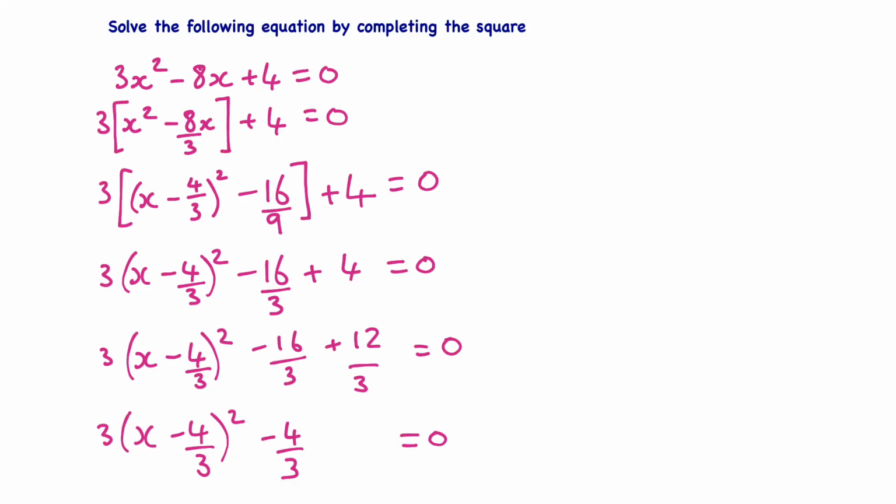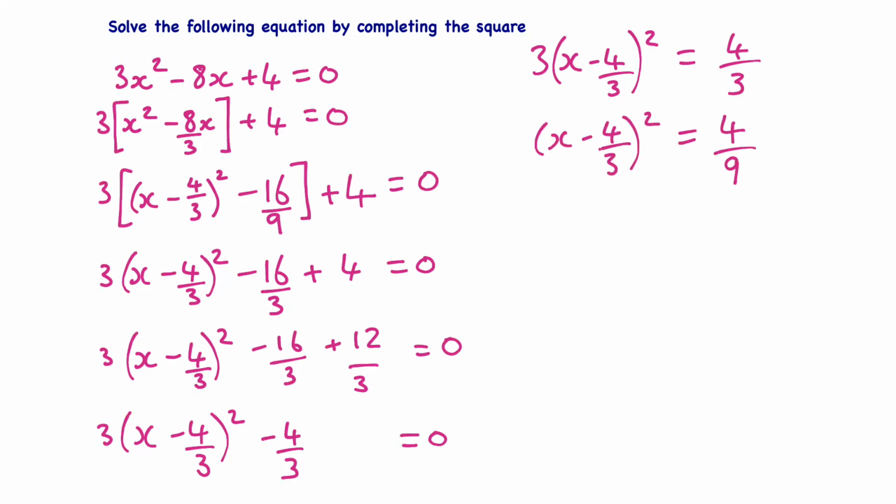Okay, now I'm going to try and get x by itself. So I will add 4 thirds to both sides to get rid of the minus 4 thirds. Then the next step is I will divide both sides by 3. At this stage it might be quite easy to make a mistake, and sometimes people, instead of dividing by the 3 first on both sides, will do the square root.